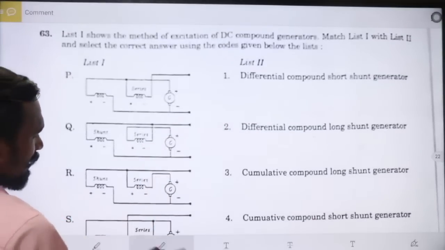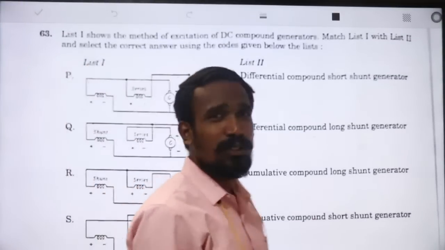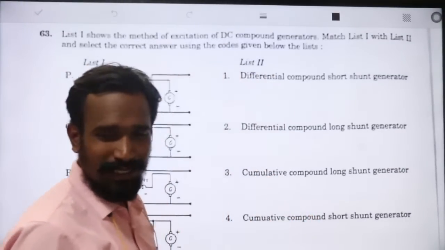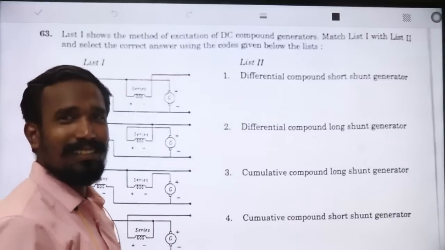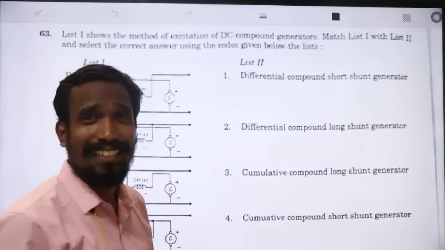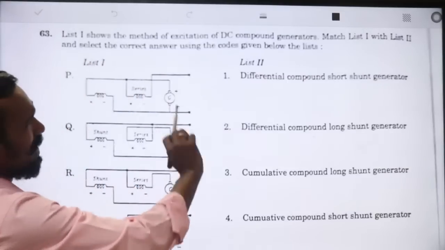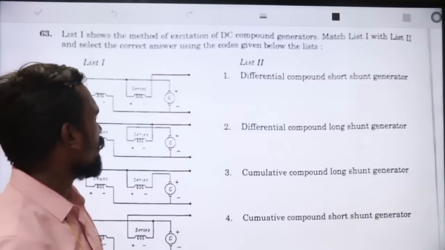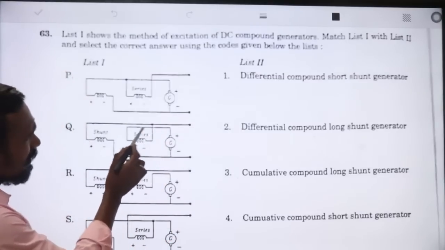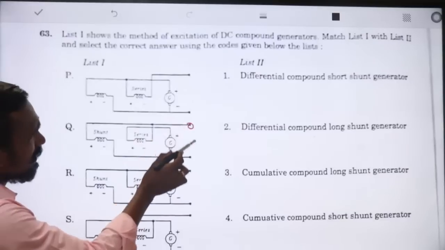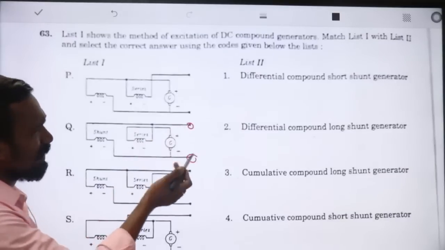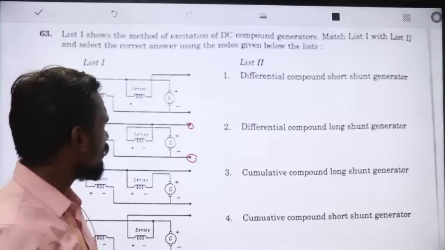This is the question they gave to confuse you people. But you are Zems, right? You won't get any confusion, right? Let's see what they asked. So we have to match these two. First of all, let's see here. This is C here. This is a long shunt generator or motor, whatever. Long shunt. This is a long shunt generator.